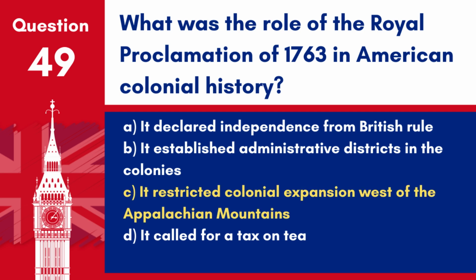Answer C. It restricted colonial expansion west of the Appalachian Mountains. The Royal Proclamation of 1763 played a role in American colonial history by issuing a boundary known as the Proclamation Line, which restricted colonial expansion to the west of the Appalachian Mountains to mitigate conflicts with Native Americans.